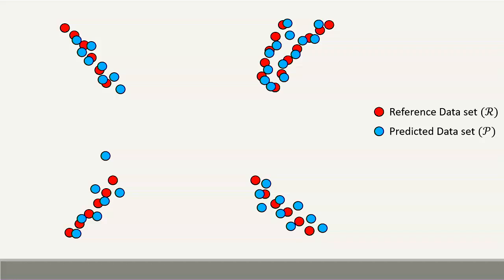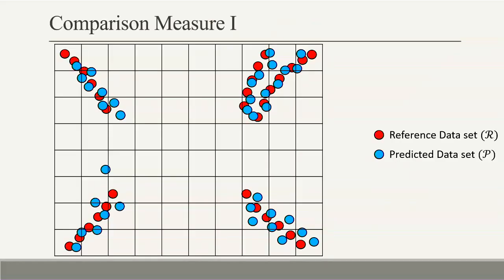How can I quantify how good my prediction was or not? What is my measure to compare these two sets of points? Here, I use two different measures.